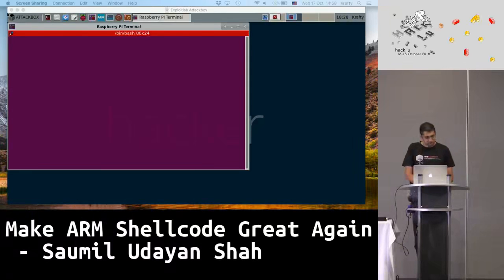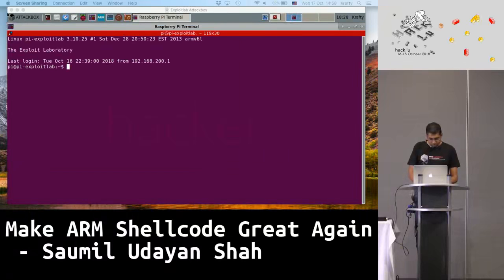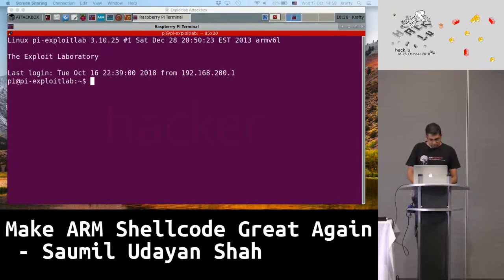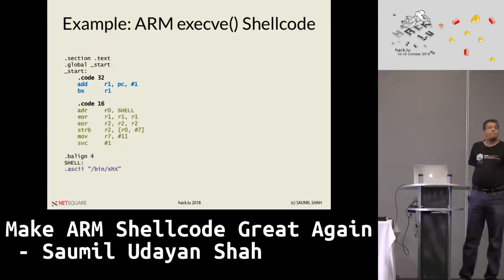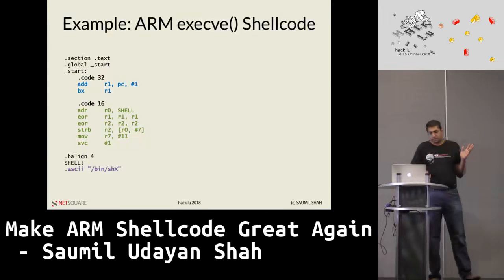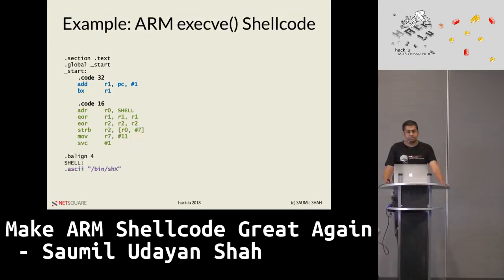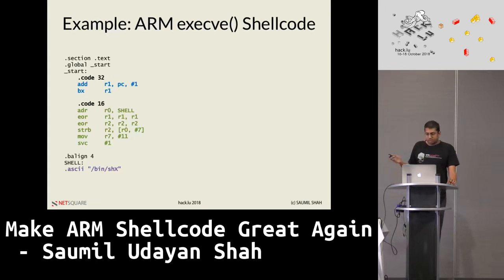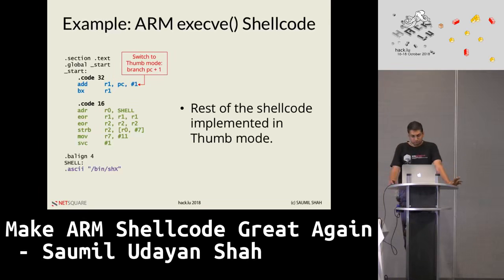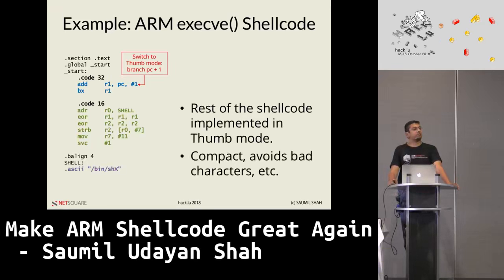I will now go on to the polyglot shellcode, which I'm sure is what you're really waiting for. Okay. Right. So for the polyglot shellcode, I want to set some context over here. We go back to the classic ARM shellcode diagram. The first part in the shellcode anatomy is that you're going to switch to thumb mode, and the rest of the shellcode is implemented in thumb mode. We've seen this for reasons that I'm going to mention again. It's compact, avoids bad characters, and other things.